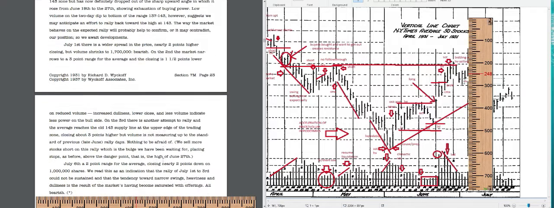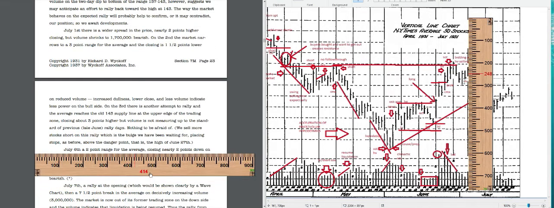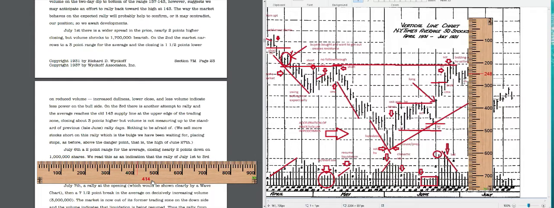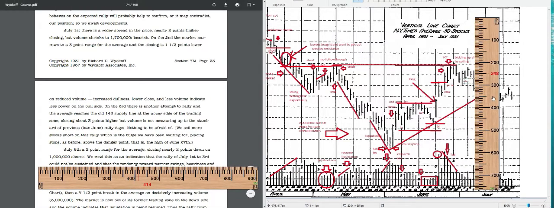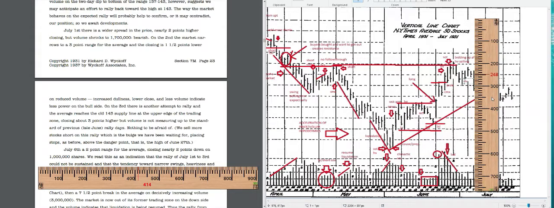July 6th, the 2-point range for the average closes nearly 2 points below the with volume of 1 million shares. We read this as an indication that the rally could not be sustained. It's talking about, right. Let's see. This is 7th.